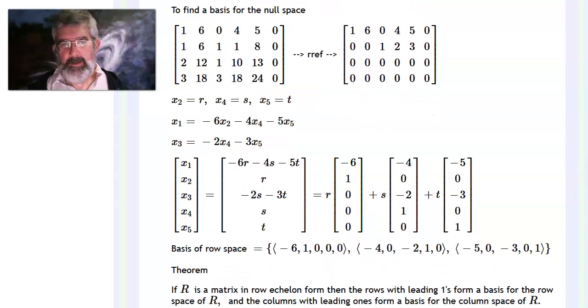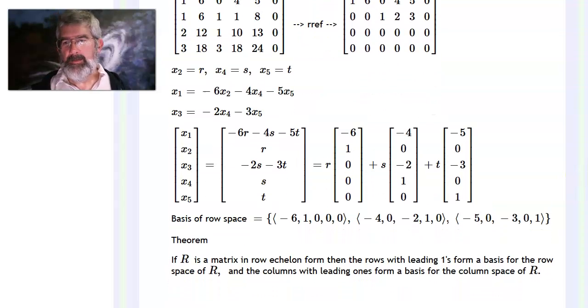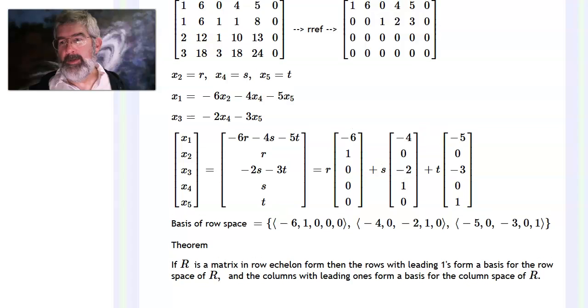And the theorem that we'll end with here is just that this works in general. It's not just the one we did, but if R is a matrix in row echelon form, then the rows with leading ones form a basis for the row space. And moreover, the columns with leading ones form a basis for the column space. Now, they don't form a basis for the column space of the original matrix, but they form a basis for the column space of this one.